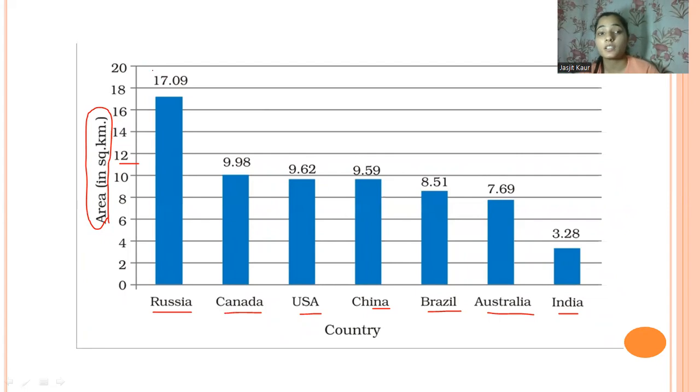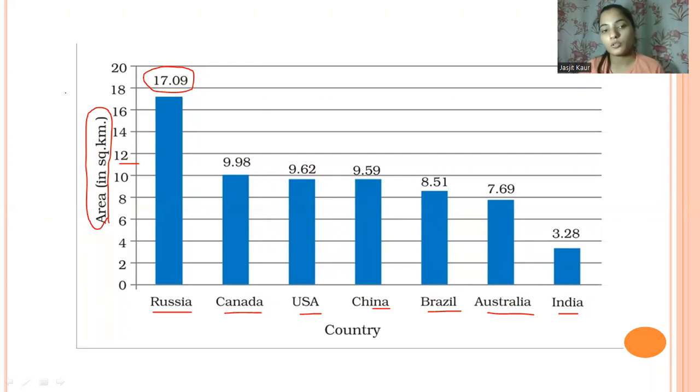So the answer is Russia. As you can see, Russia has the largest area in the world. And now from this map, you have to tell me the position of India in terms of the area or in terms of the land.